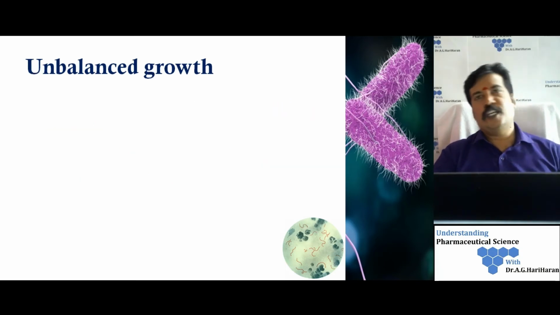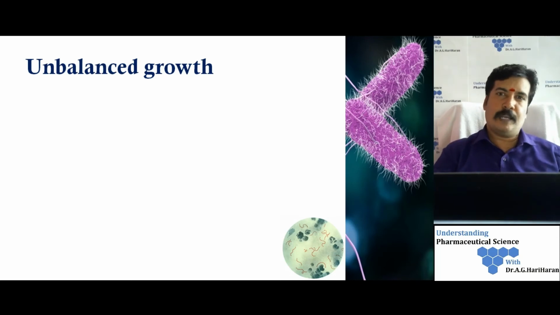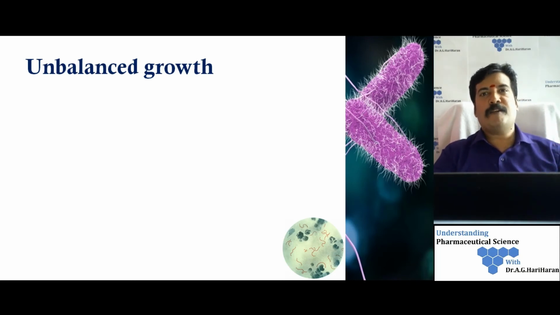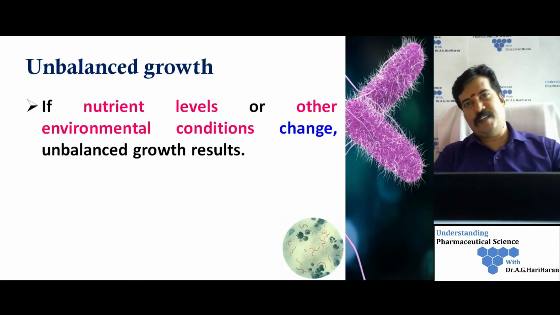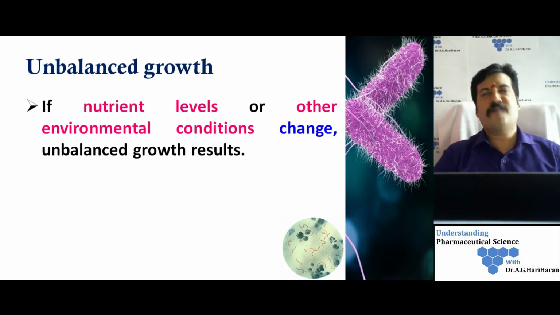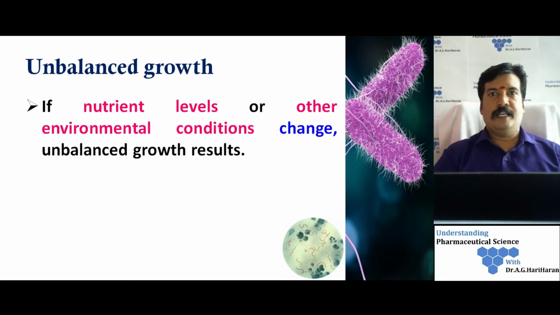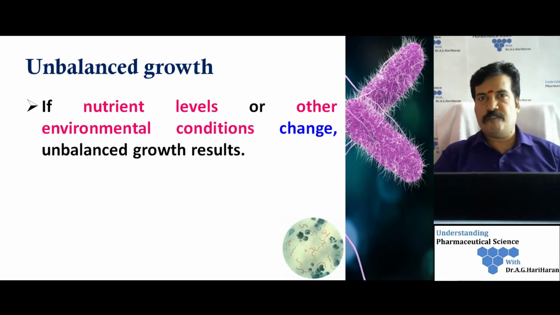Sometimes, an unbalanced growth can be seen if a particular essential nutrient is not available to some cells, while it is available to other cells. That means changes in nutrient levels or environmental conditions can lead to an unbalanced growth. For example, let us take oxygen. Some aerobic bacteria need oxygen for their growth.